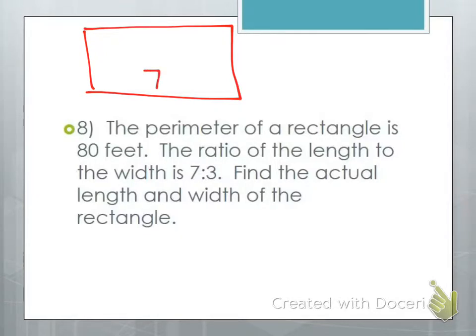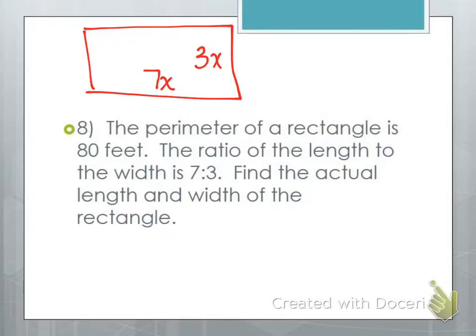But what do you think? I'm not just going to put a 7 and a 3. What am I going to put with those? An x. So I don't know the whole length of it, but I know if I compare them, the ratio is 7:3. So for now, I can call them 7x and 3x.